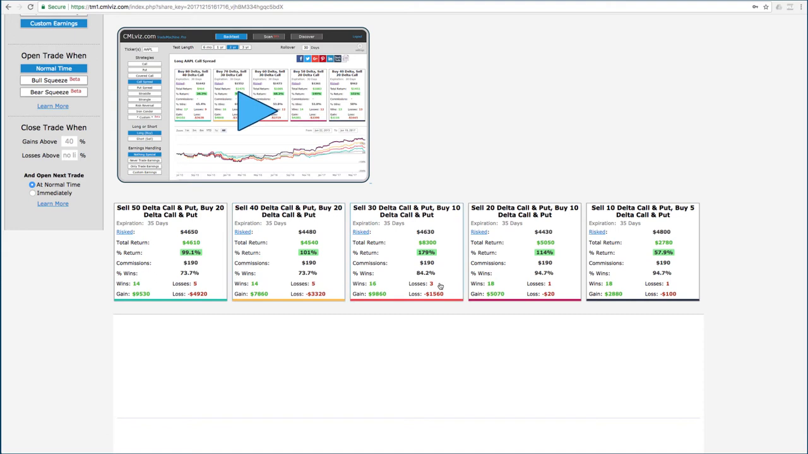Take a look at the last 19 earnings cycles. We put this on at about the 20 delta. Actually, it was about the 25, so in between the 20 and the 30 delta is the strikes that we sold. You can see 18 wins, one loss, 16 wins, three losses. Really high win percentage, good return on capital. So overall, a really good trade.